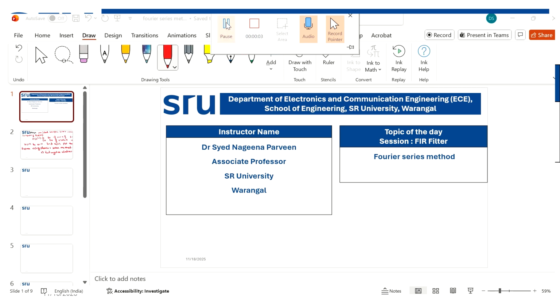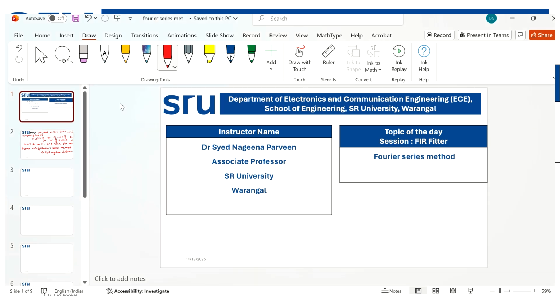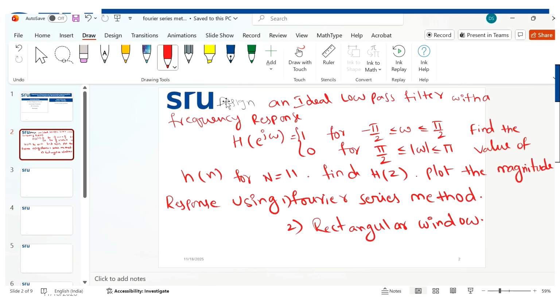Today's class we will learn about the problem using the Fourier series method. This is a given problem. Design an ideal low pass filter with a frequency response. Frequency response is given for omega from minus pi by 2 to plus pi by 2, so that the amplitude is 1, and 0 for pi by 2 to pi. Find the values of h of n, that is filter coefficients, for n equals 11.